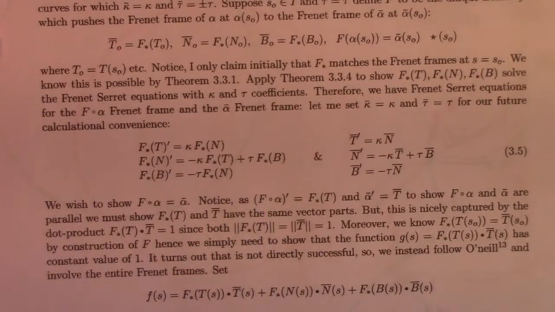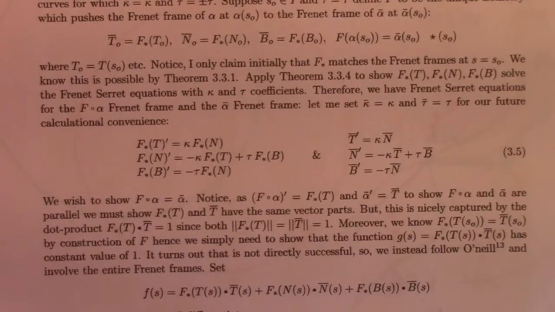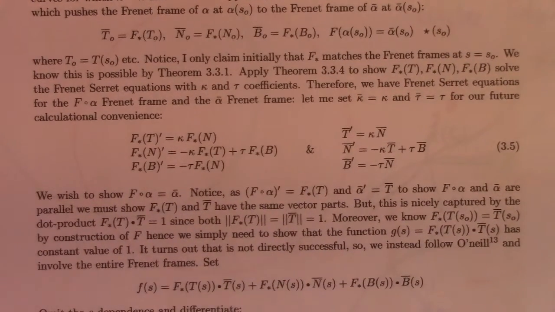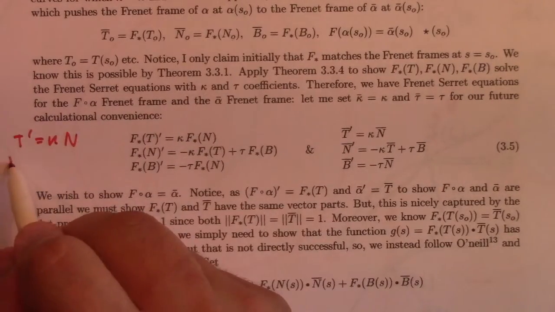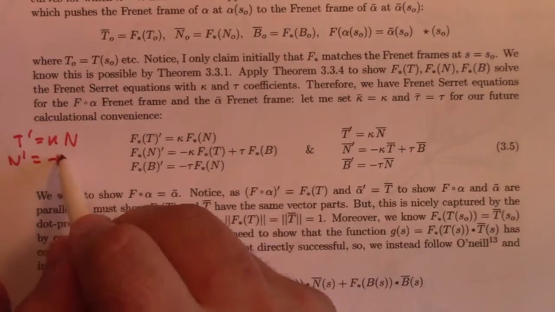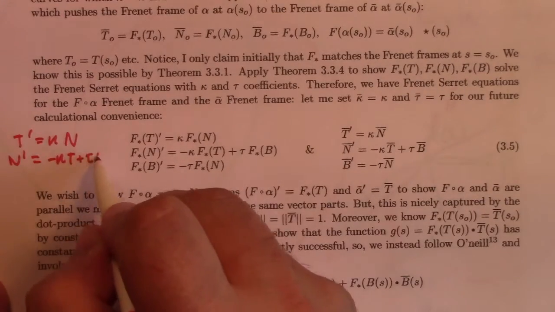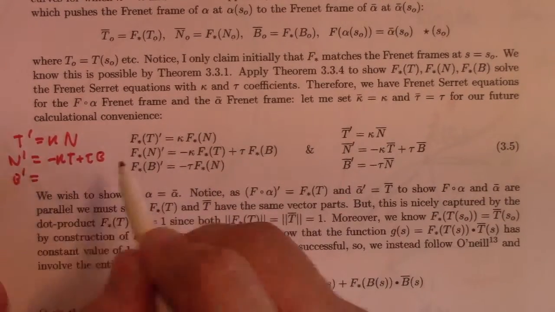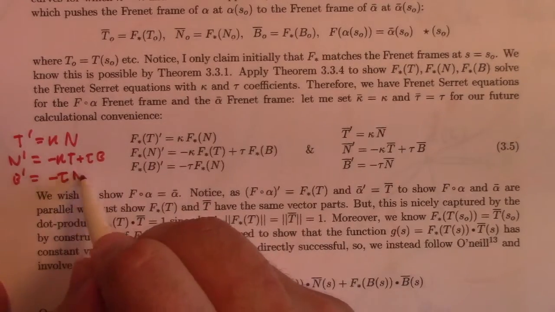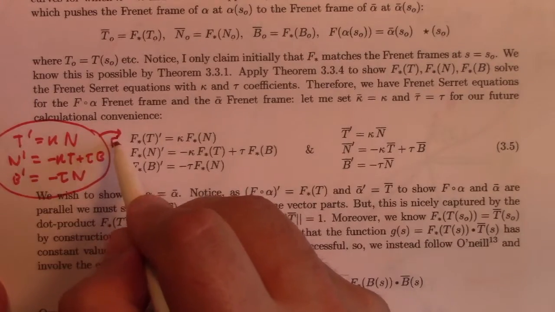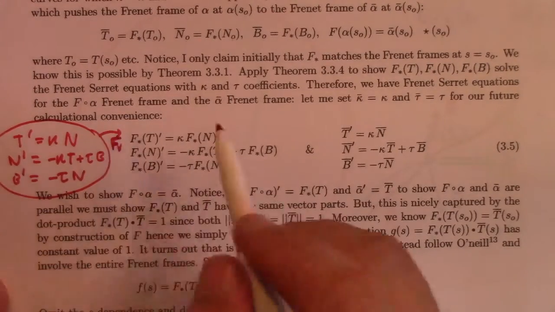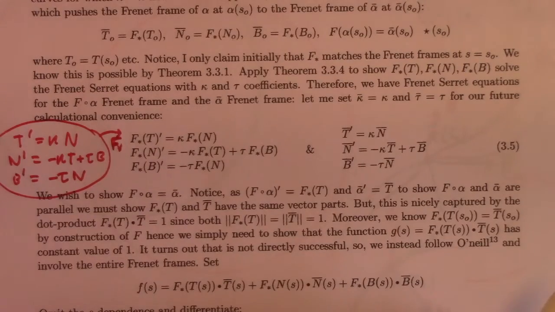So just to be clear, the reason I get that is because I know, of course, that T prime is kappa n, and I know that n prime is minus kappa T plus tau B, and of course I know that B prime is minus tau n. So I take these and I get those by doing the push forward and that theorem we just proved about the push forward, I believe. I forget the number.